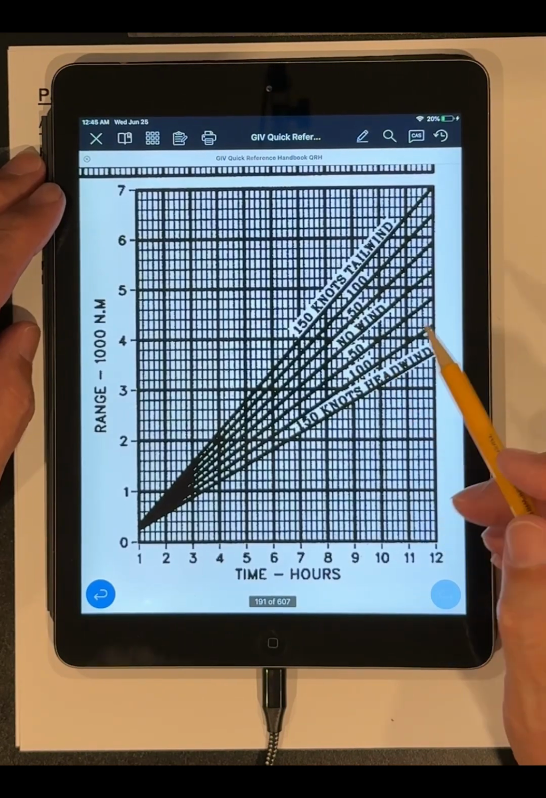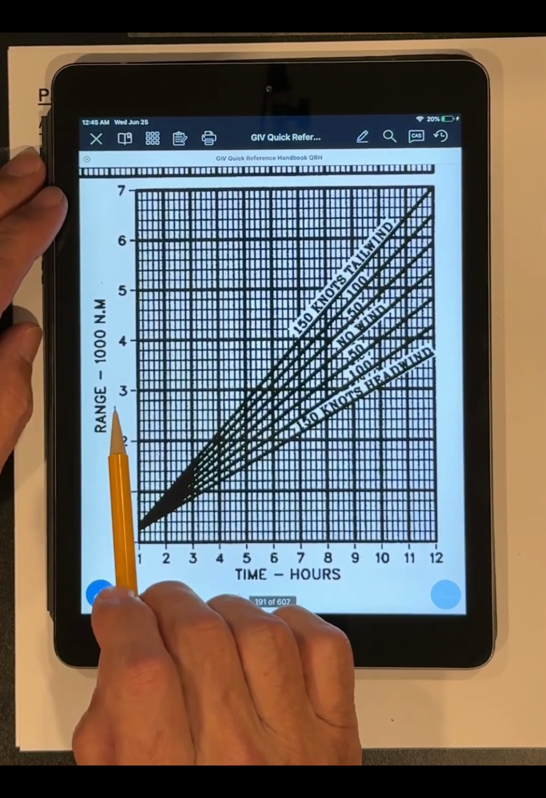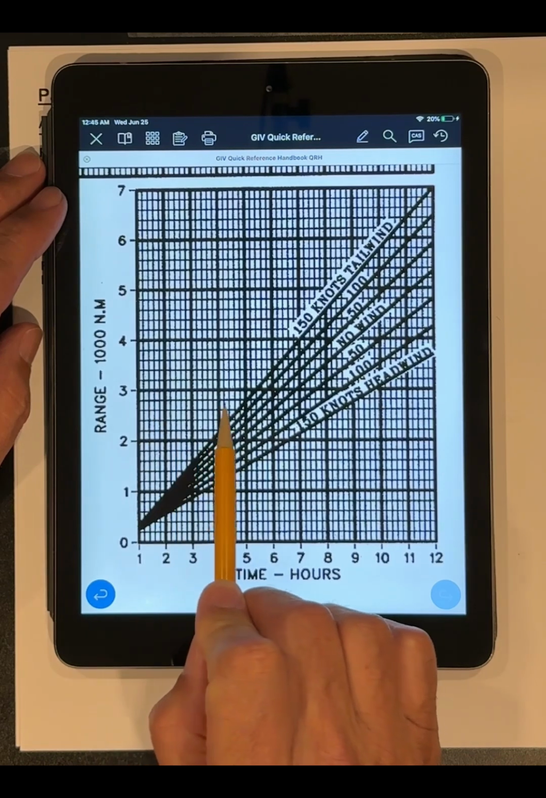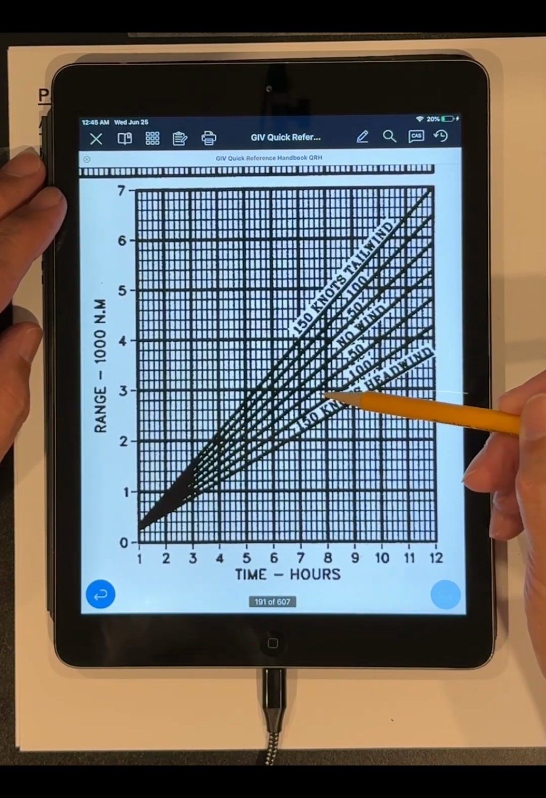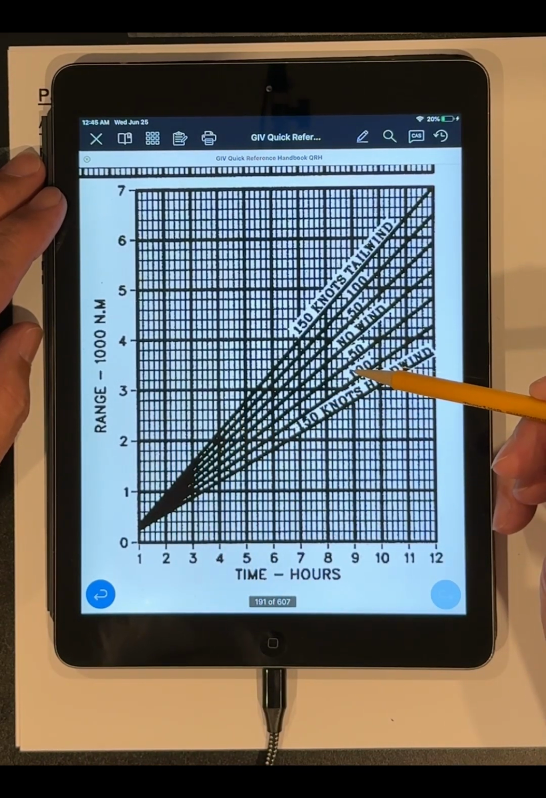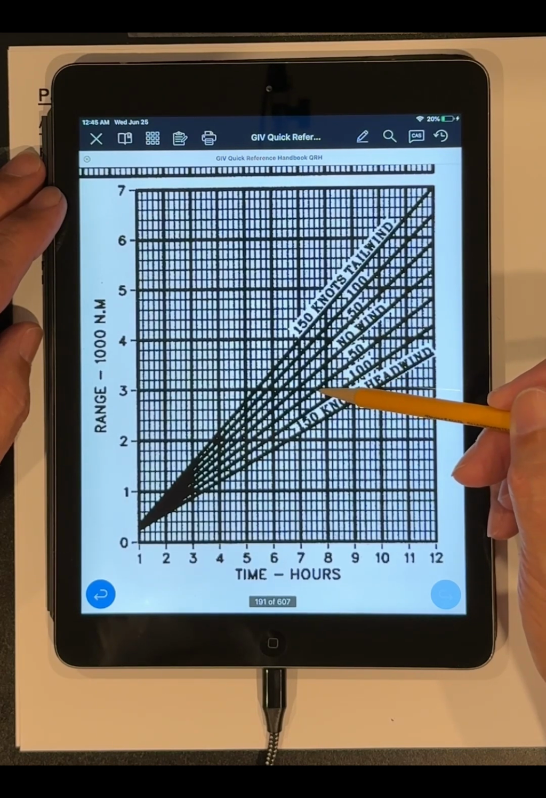What do we want to start with? We want to take the 3,000 miles and we're going to come in through here, 3,000 miles all the way until it intersects that 50 knot headwind, which is right here.